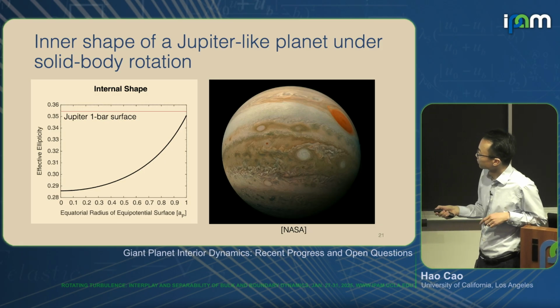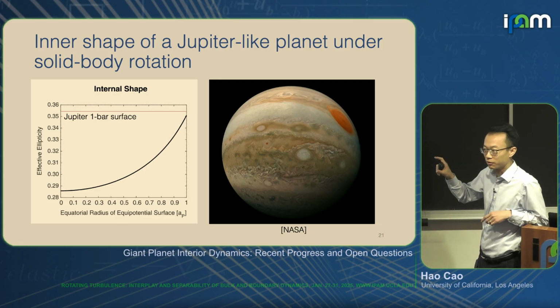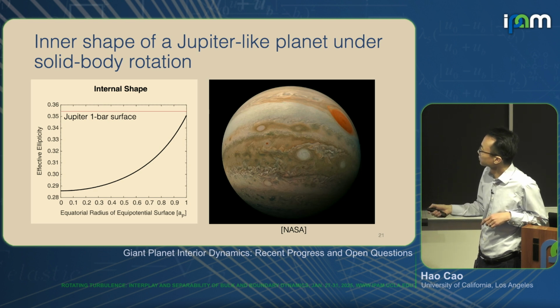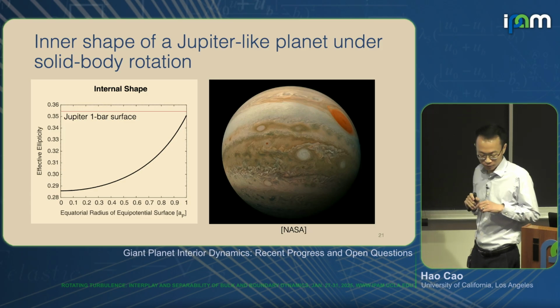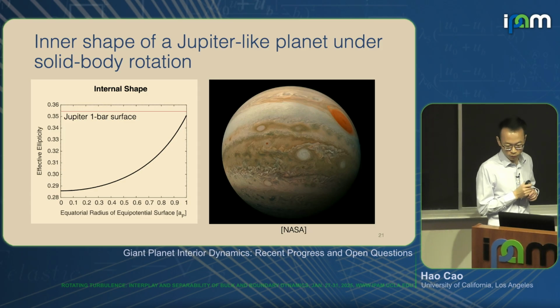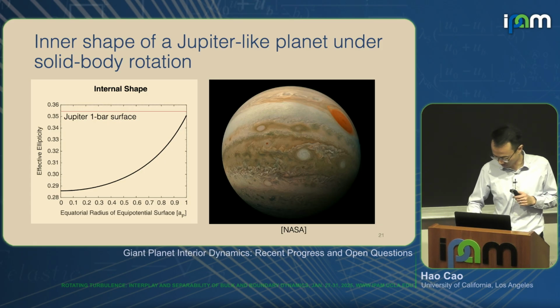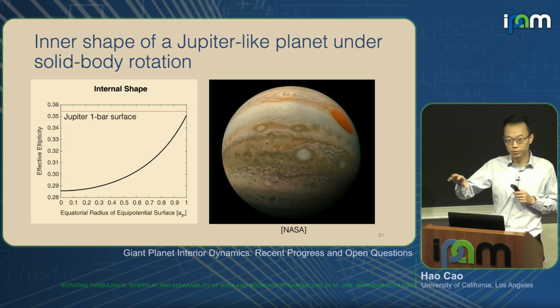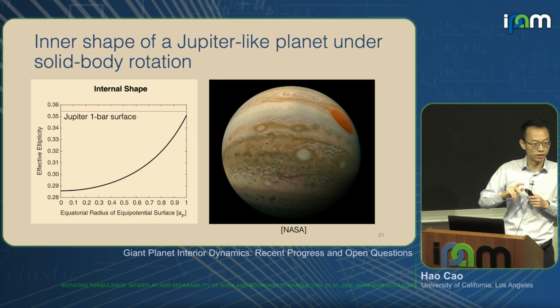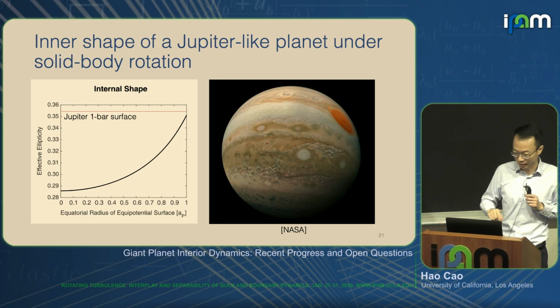This is the value we have measured, right? You take the 1 bar surface, you know the equatorial radius of Jupiter, you know the polar radius of Jupiter. It has an effective ellipticity of about 0.355. So this is also more or less consistent with our theoretical values, right? This is a simplified theoretical model to illustrate the principle, this is not to match Jupiter.